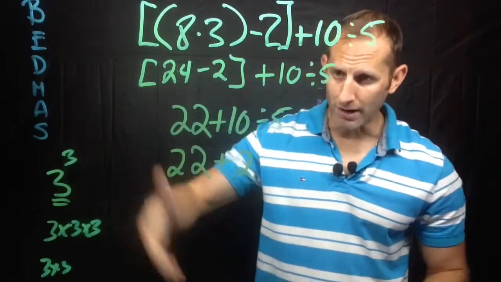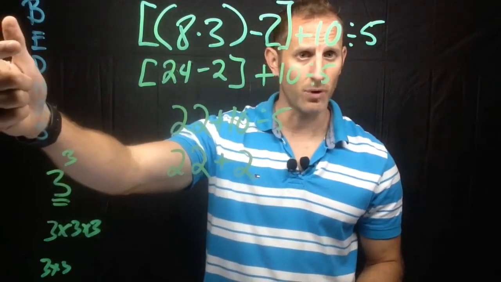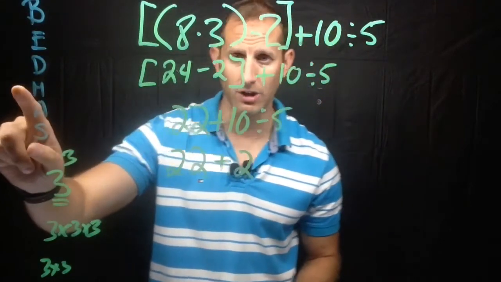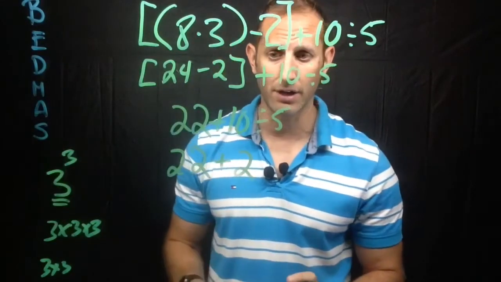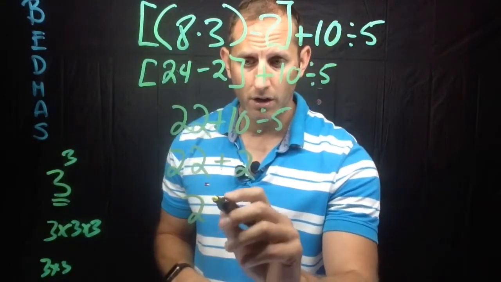Now, if I go back once again, you can see I only have one step left to do. There is no bracket, there is no exponent, there is no division or multiplication any longer, and there's just an addition left. All I have to do is simply add these two numbers, and I've come to the end of my equation.